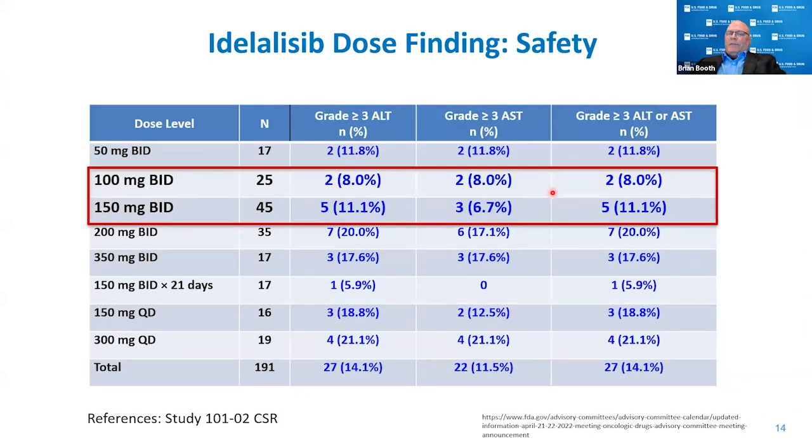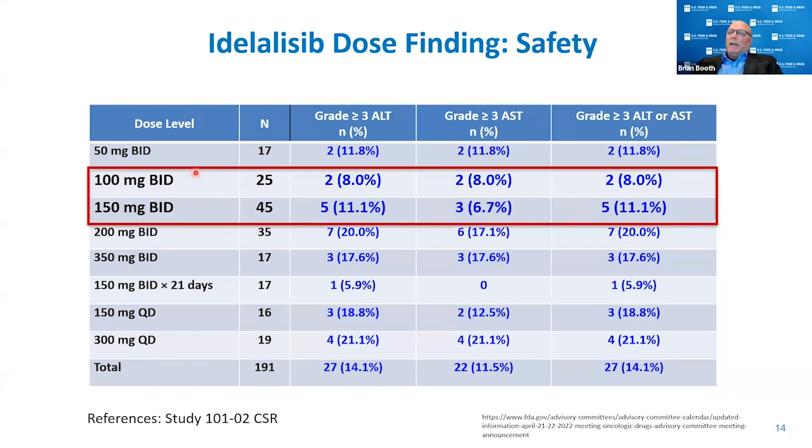Well, if we go to the safety part of this, you can see that these are grade 3 events. And if you look at the 350 and the 200, you can see we're looking at 18, 20% occurrence of these events, and that's too high. So that's why they didn't pick these higher doses, right? They went with the 150, and you're hovering somewhere around 10, 11%. And on the surface, that seems pretty reasonable.